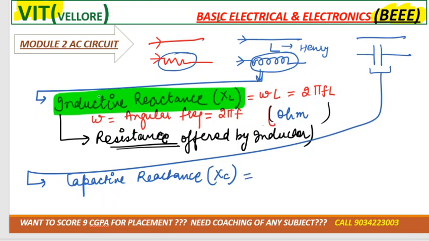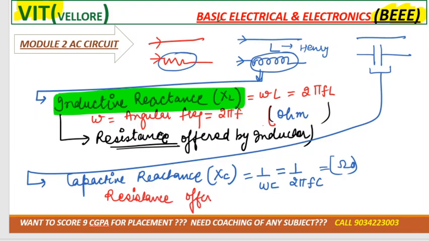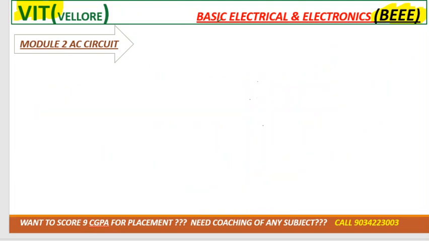So XC is how much? XC formula is 1 over omega C, and 1 over omega is 1 over 2 pi FC, and its unit is also ohms. So what can we define capacitive reactance as? It is also the kind of resistance offered by a capacitor, right? Understood?